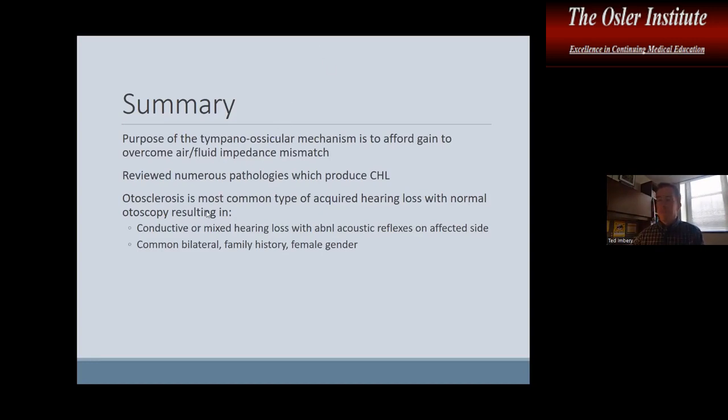Let's see. There is a question from Mickey. Would acoustic reflexes be present or absent if malleus head fixation is present without otosclerosis? So yeah, if there's any sort of fixation of the ossicular chain, oftentimes you will have absent reflexes as well.